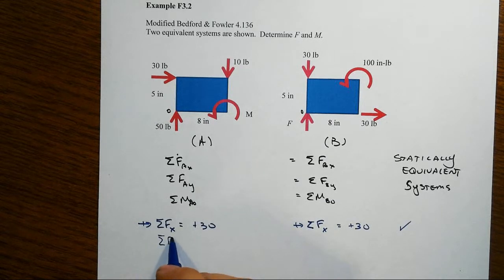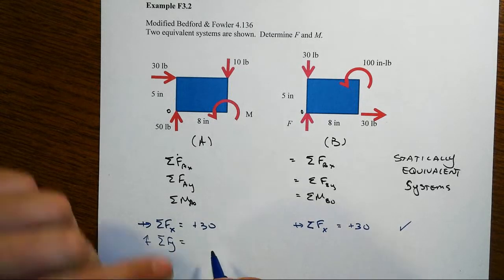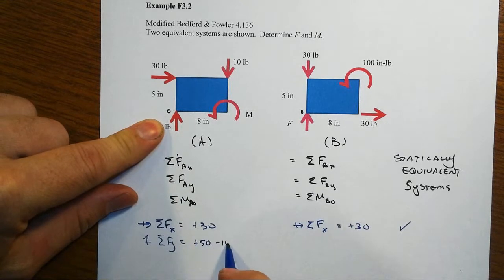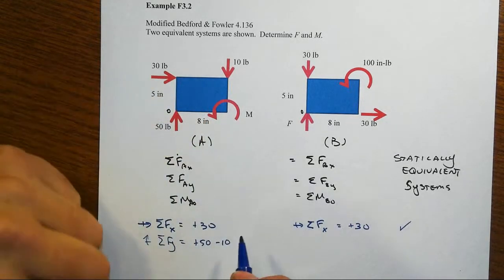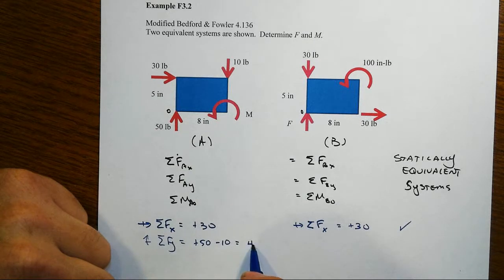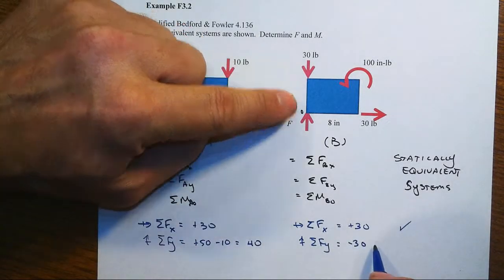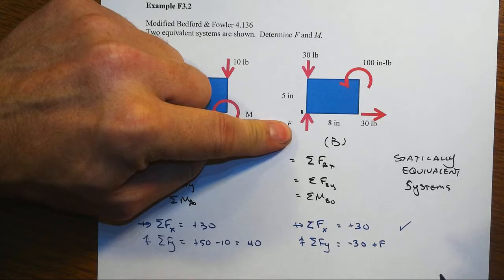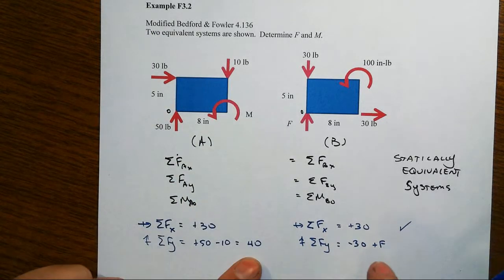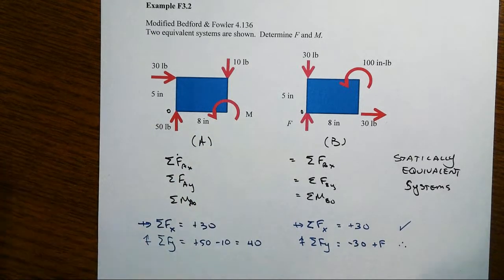If we then look at the y, let's take upwards positive, we have a plus 50, minus 10. The rest of them don't have a vertical component, so that's a net positive 40. When we do this in system B, we've got a minus 30 plus F, but that's it. Now we don't know what the magnitude of F is, but when we equate these two, that means that F must be equal to a plus 70 pounds, and it has to be acting up given the system that we have chosen here.